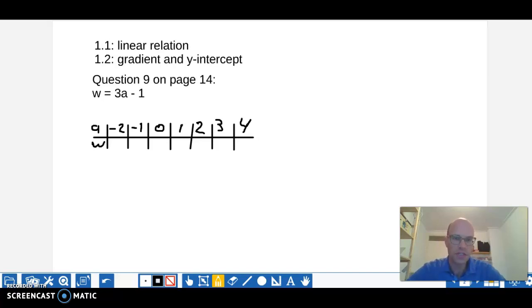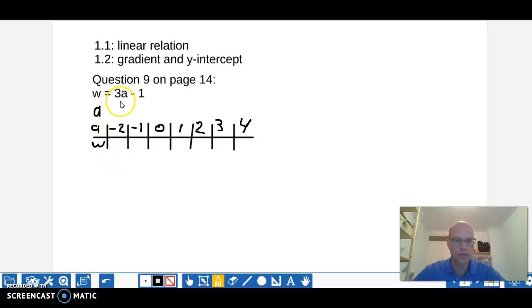I'm going to use question 9 on page 14. So please, if you don't have your book in front of you, pause the video, grab your book and go to page 14. Okay, on page 14, question 9 is about the formula W is 3a minus 1. You can see they have already made half a table with question A, and with question A, you need to fill in the table.